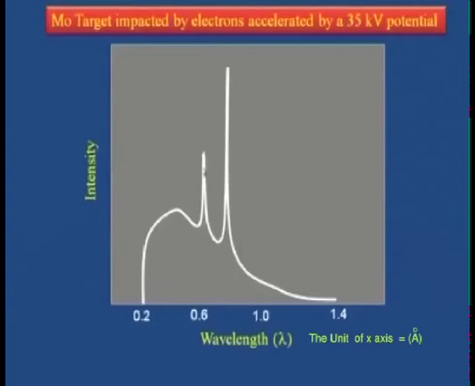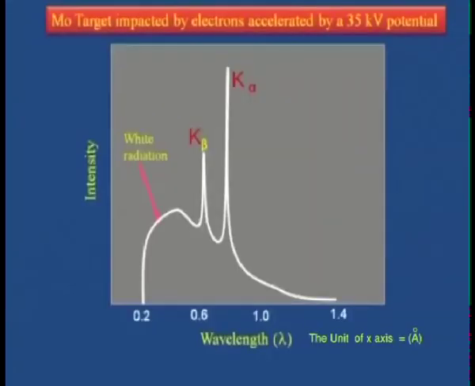Apart from the continuous spectrum, you get the lines. This is the white radiation, and apart from this you get the K alpha and K beta. Now, the K alpha is the one that is generally used to probe the atomic arrangements in solids. I would like to emphasize this particular feature: the K alpha radiation coming from a molybdenum target or copper target is the wavelength that is used to probe or study the crystal structures.